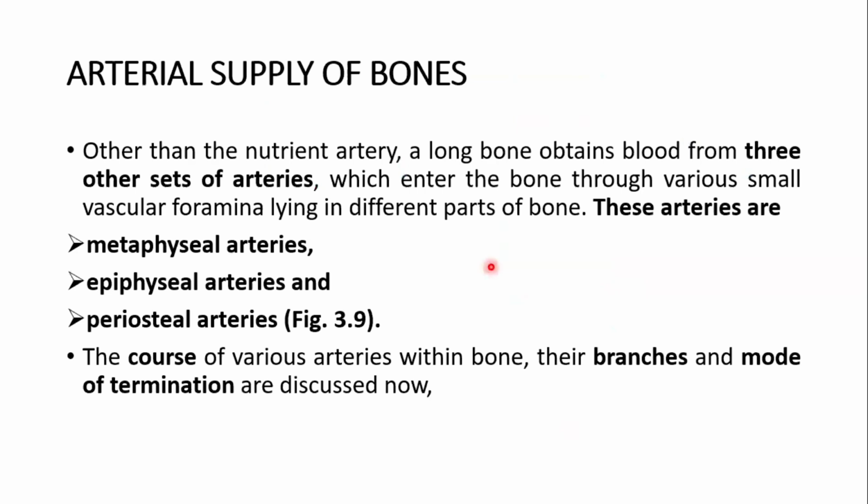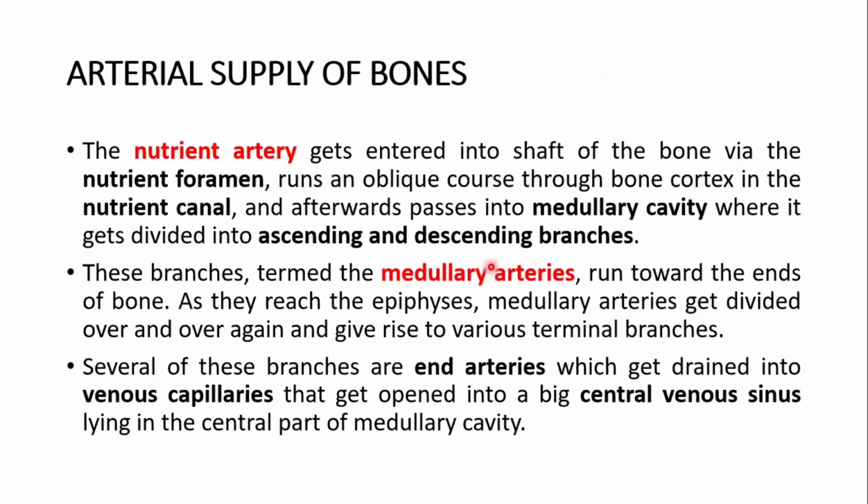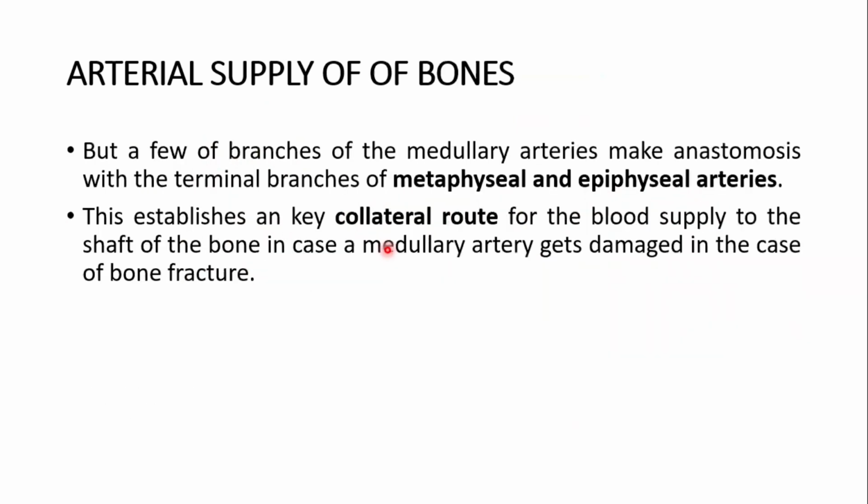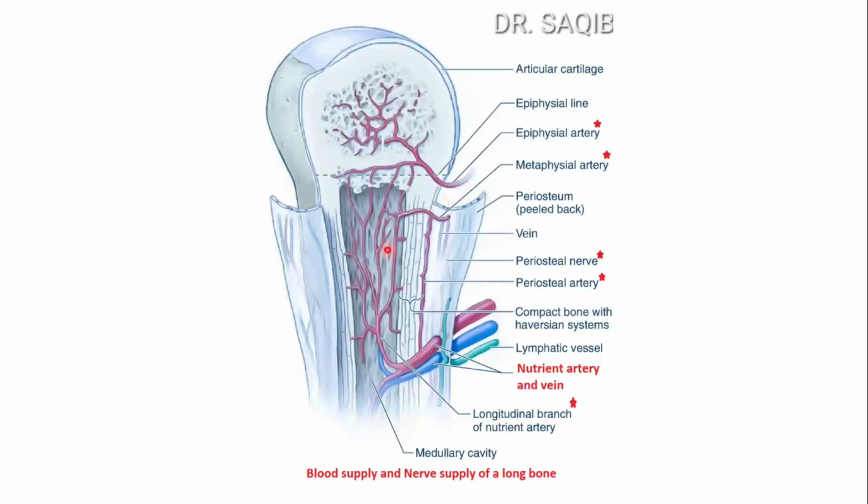So let's move on. The nutrient artery enters the shaft of the bone through the nutrient foramen and runs an oblique course through the bone cortex in the nutrient canal, and afterwards passes into the medullary cavity, where it divides into ascending and descending branches. Let's again go to the picture. Here you could see this. Here it enters into the long bone shaft via the nutrient foramen and divides into ascending and descending branches.